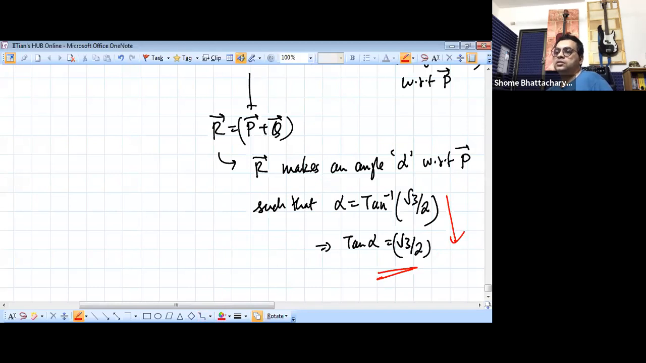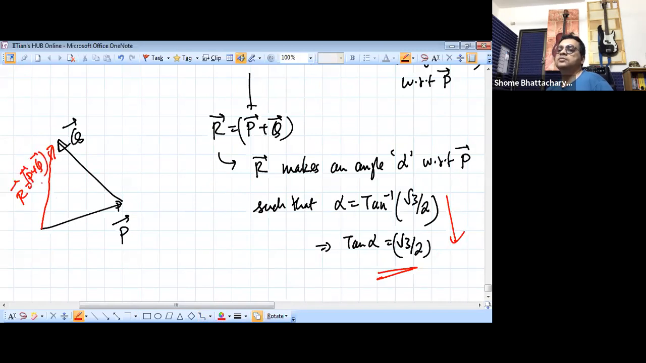Let's also understand this geometrically, diagram wise. Suppose P is the force vector like this, and Q is some vector like this. So the resultant of P and Q, when I draw them head to tail, is this one. Whatever angle this is making with P is alpha. So this angle alpha is given by this information.